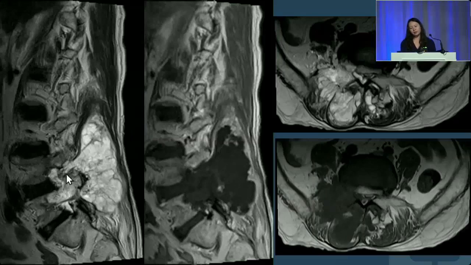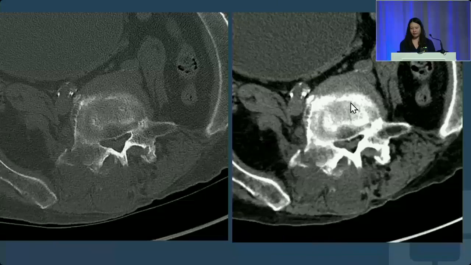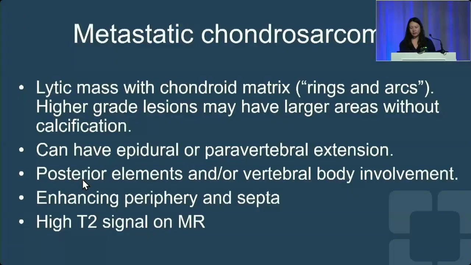Moving on to another posterior element thing. So here there is this extensive soft tissue and bony involvement of the pedicle and posterior elements at L5. One typical feature here is how T2 hyperintense it is. And that is a sign for us, especially if you see on CT this ring and arcs chondroid matrix. And this is a case of metastatic chondrosarcoma.